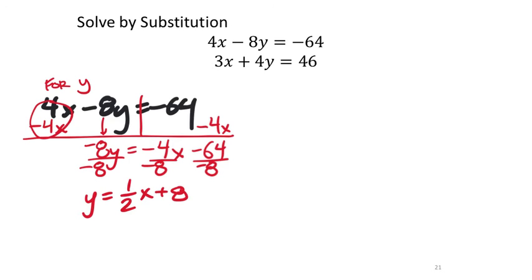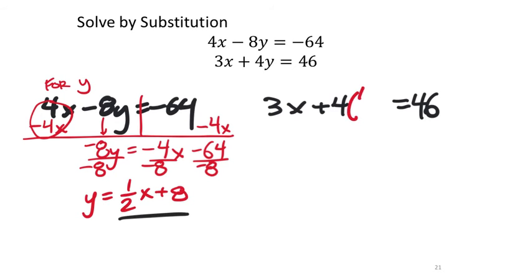So let's look at what that will look like now if I replace this y expression into this other equation. So that's 3x plus 4y. Again, I can give myself some space there with the y, but that equals 46. So now I replace the y with the expression we just found, positive 1/2 x plus 8 right there, barely fit it. All right, let's solve this one.